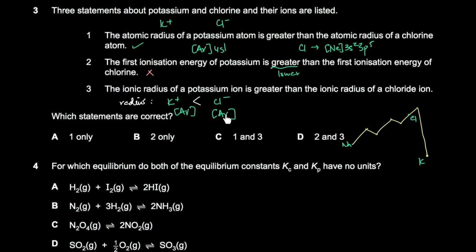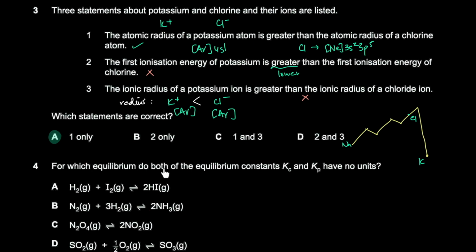They're the same configuration, same shielding, same number of shells. Everything about their electronic structure is the same. A greater number of protons means stronger attraction towards the valence electrons, which means a smaller radius. So the answer is A. Only statement 1 is correct. Statement 3 is also incorrect.